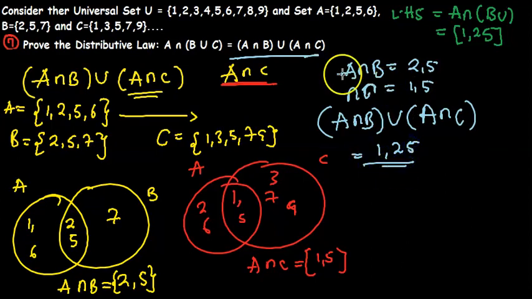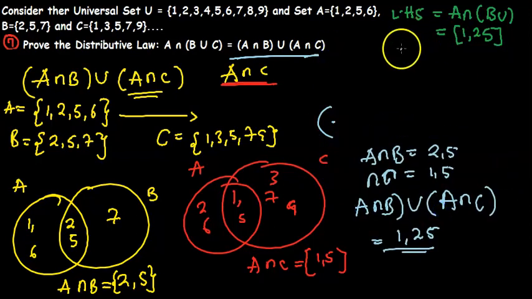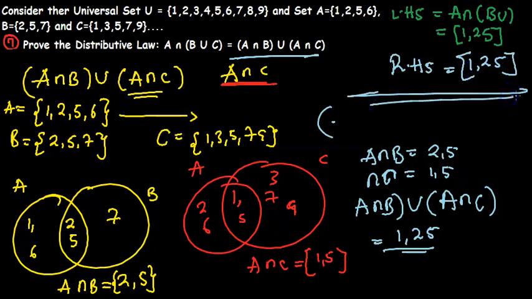If you notice previously, I defined this problem to say our left hand side is 1, 2, and 5. Here we are going to say our right hand side is simply 1, 2, and 5. And this is it for this problem. Since both left-hand side and right-hand side are equal to 1, 2, and 5, the distributive law holds true for the given set.